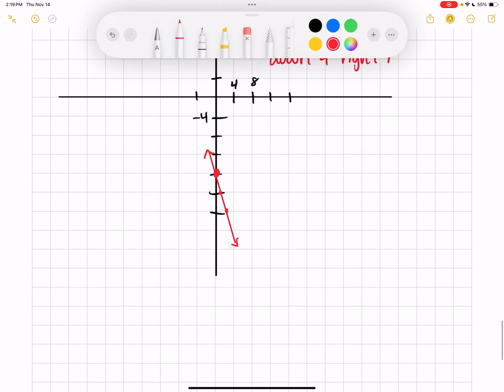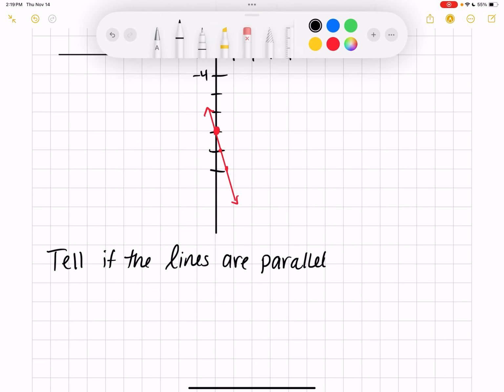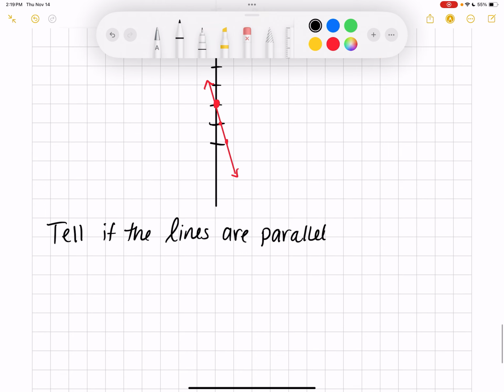All right, last thing really fast is determining if the lines are parallel. So tell if the lines are parallel. Are we still going to graph these? No, these ones we're just looking at their equations and seeing if they have the same slope or not. 32. Y equals 5x minus 7. And I have 5x plus y equals 7.